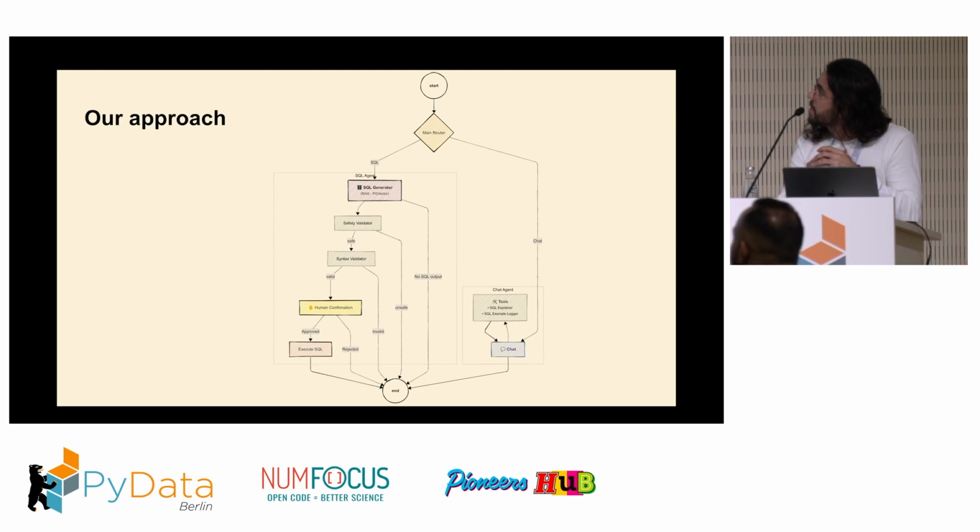So the approach I have taken is this one. Using LangGraph, basically the user asks a question, and I have a main router just to define if it's just small talk or the user is actually asking a question about the database. If it's small talk, it's going to reply politely. In this case, in the right panel, I have a ReAct approach.